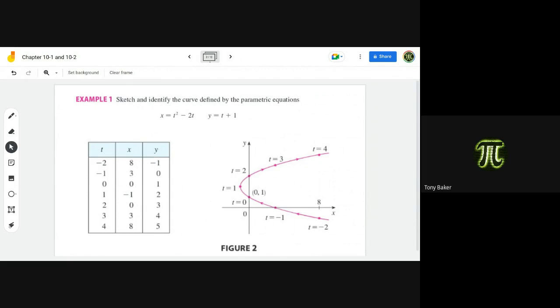So in this case, my x is t squared minus 2t, and my y is t plus 1. So you're basically setting your t like you normally would have set your x. Here's some values for that, and you're plugging them into each one of them.